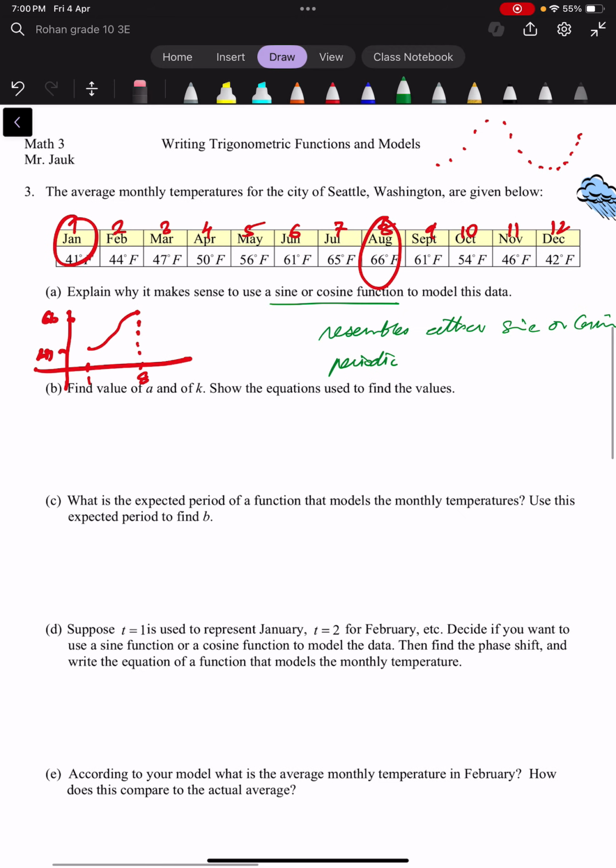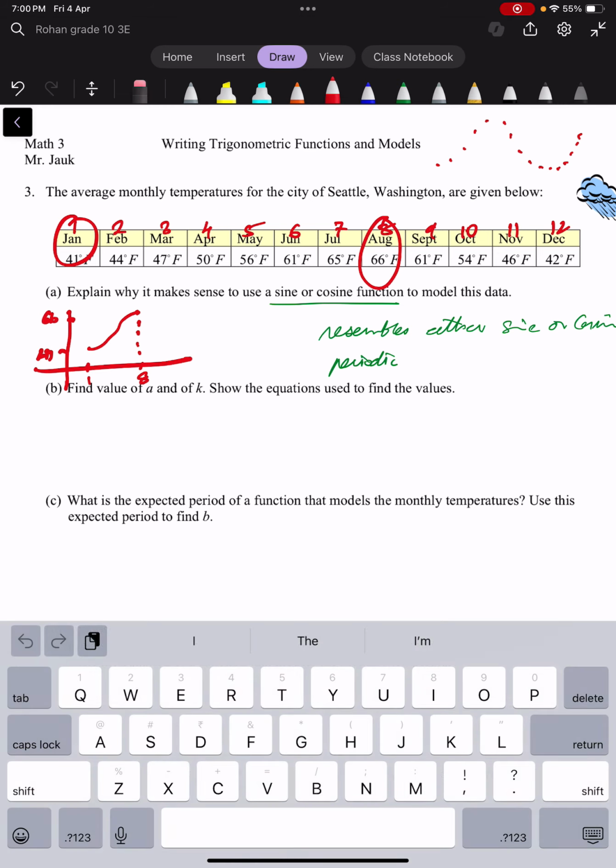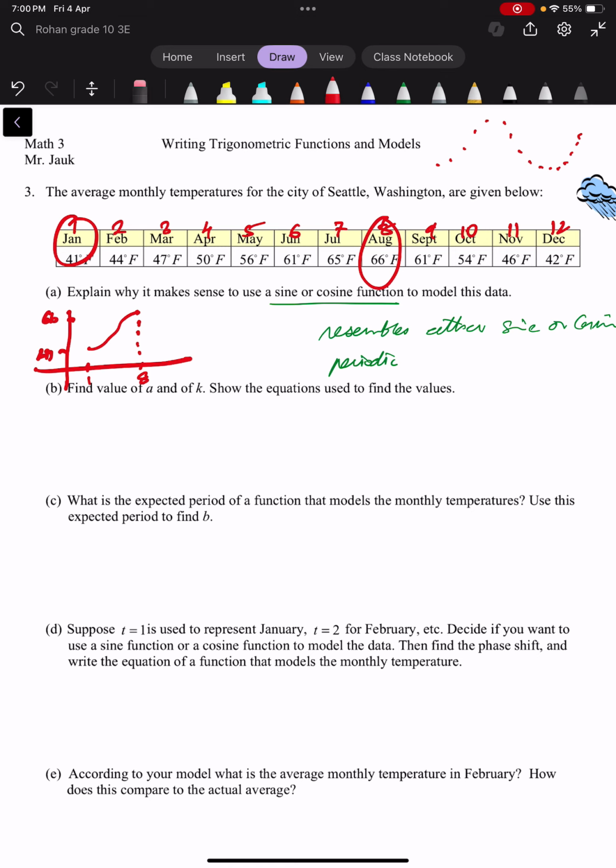Now what will you do? Regression? No, regression will come in the end. Find the value of A and of K. Now we are using the same model. We did A, so your model is the same. Your teacher is using these variables, plus K. So what is A? Our max 66 minus 41 divided by 2. That's 25, divided by 2, 12.5. Correct.